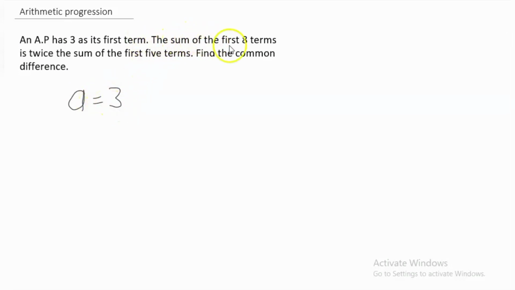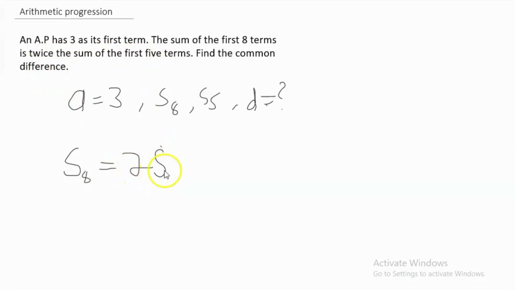It says the sum of the first 8 terms is twice the sum of the first 5 terms. So it means we have S8 and somewhere we have S5. Find the common difference, so d is what we're looking for. Now let's interpret this properly. The sum of the first 8 terms is S8, and when they say it's twice, they mean it's equal to twice the sum of the first 5 terms, that's 2 multiplied by S5.